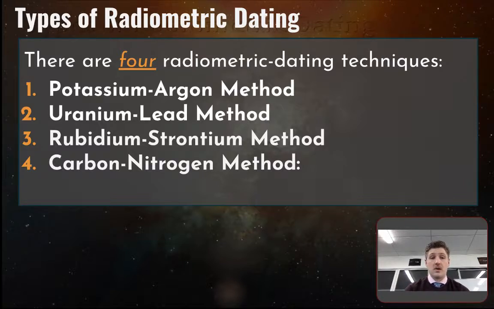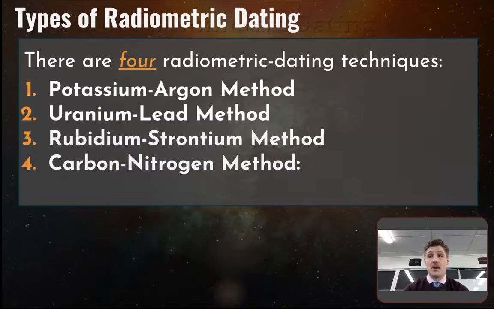So we've got the potassium-argon method. So we have potassium-40, which has a half-life of 1.3 billion years to go from 100% to 50%. And it decays, leaving a daughter material of argon. This method is used mainly to date rocks older than 100,000 years.